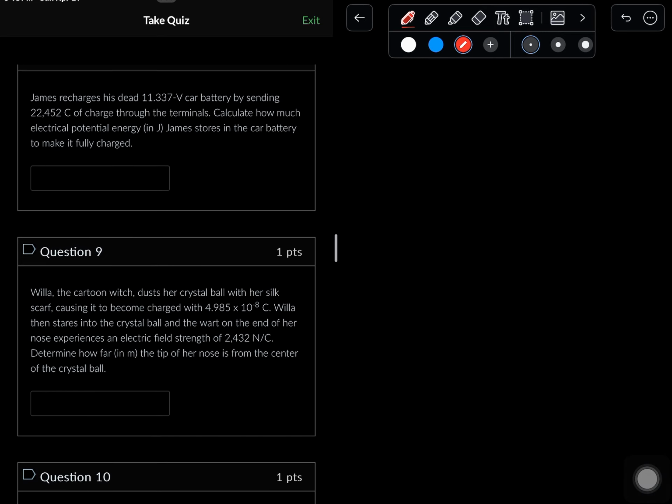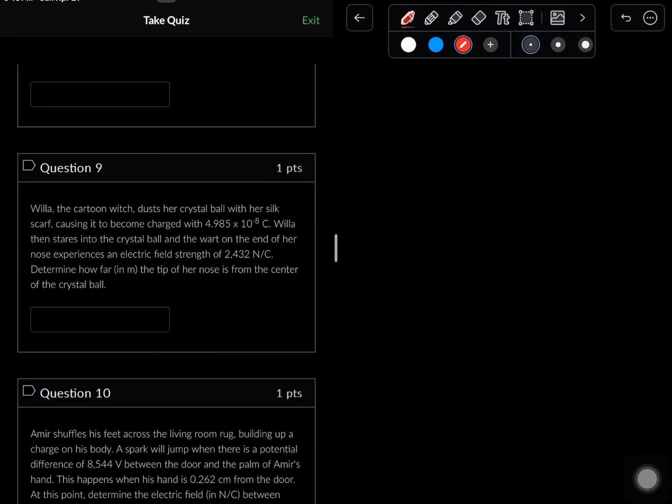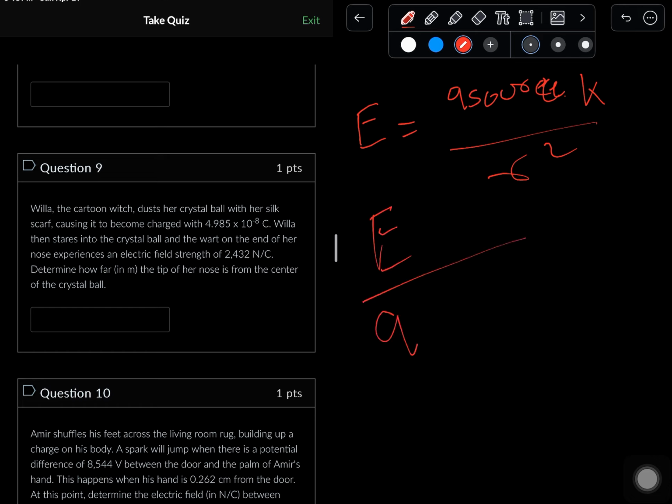Question 9. A cartoon witch has a silk scarf and a crystal ball. It gets charged, and this is going to be Q source. You are given the electric field strength, and you want to find the distance. In order to find the distance, you know your electric field strength is a certain value, and that is equal to Q source times K divided by R squared. Rewrite this in order to find R.